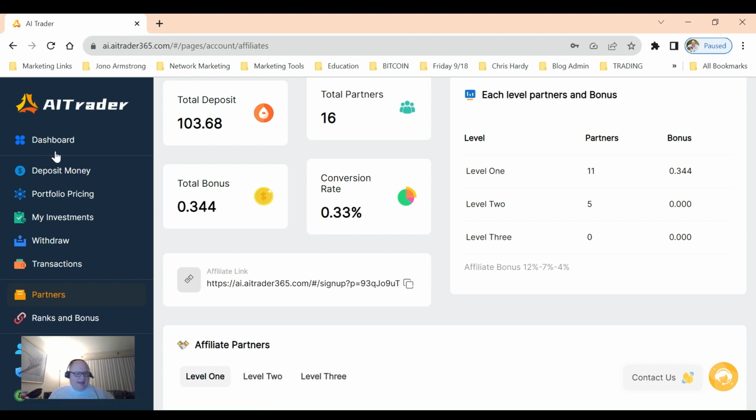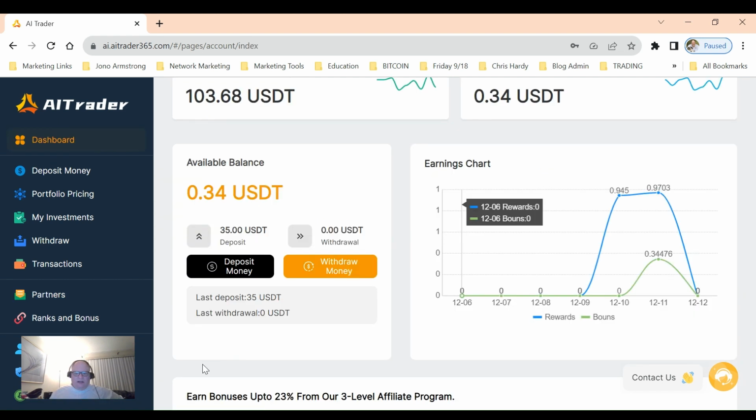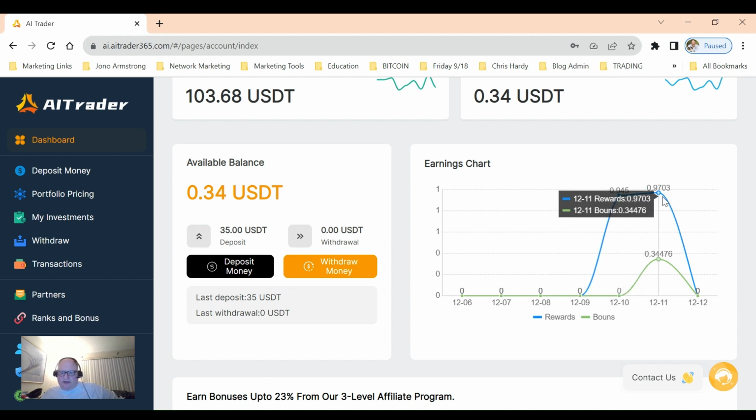I'm going to go back to the dashboard here. What I like about the dashboard is that it's showing me kind of like this chart of my earnings day by day. And as I keep earning more per day because I'm compounding that, and that's the interesting thing about this, is you actually are compounding your money. And I'm going to show you a little bit more about that. And then it'll show me a graph.